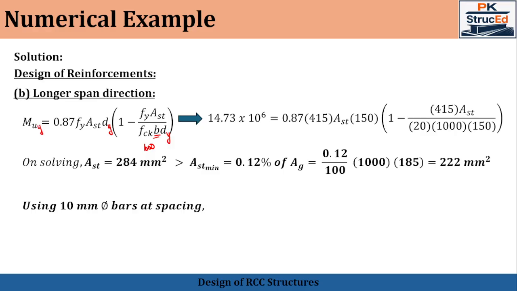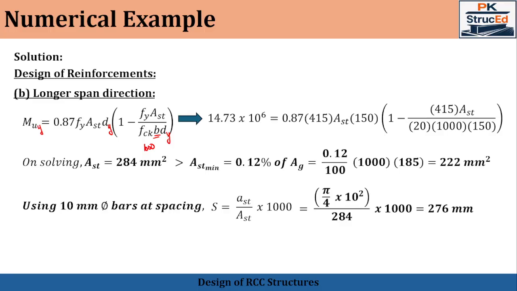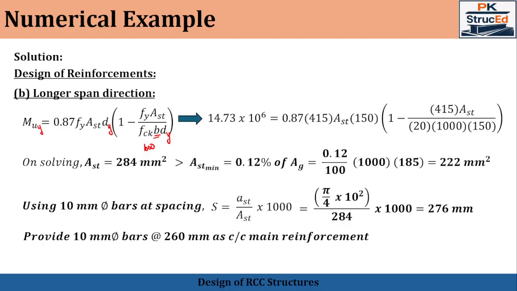Now, we have already assumed the diameter of the bar to be provided along the longer span direction as 10 mm. The spacing can be calculated as 276 mm. So now we are providing 10 mm bars at 260 mm centers as the secondary reinforcement along the longer span direction.